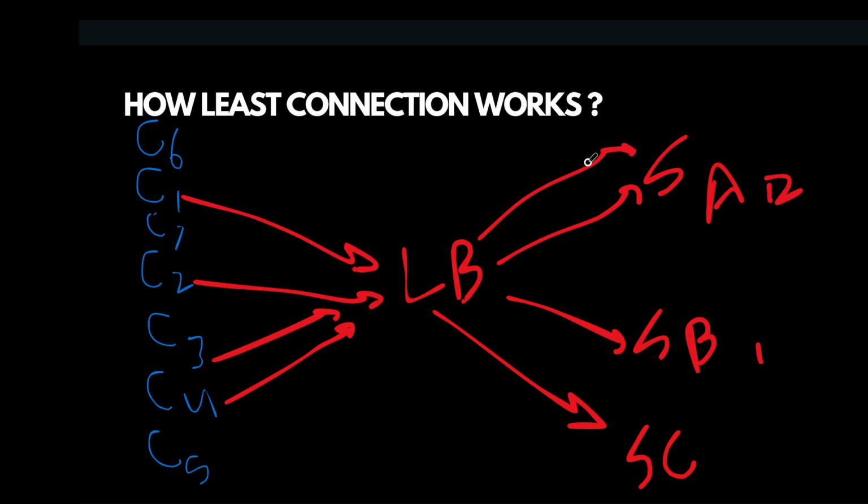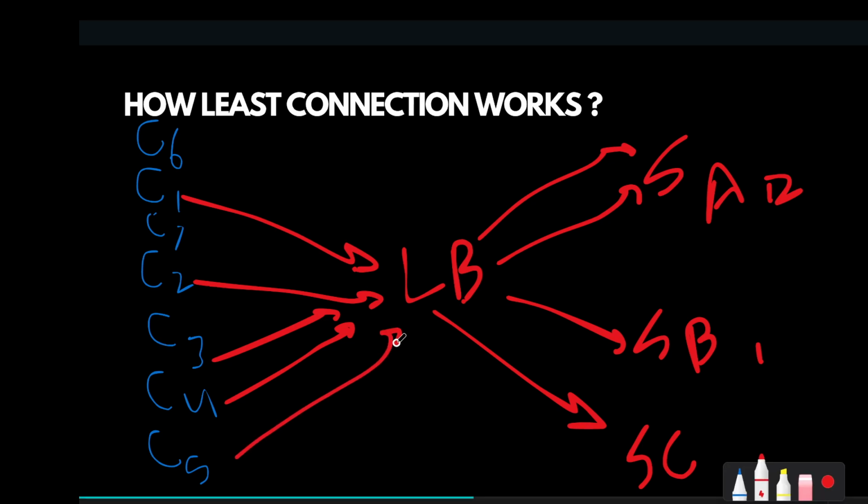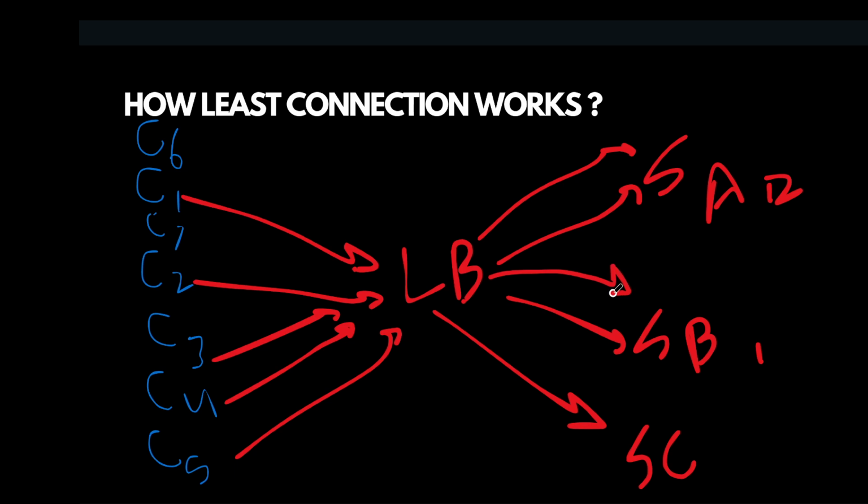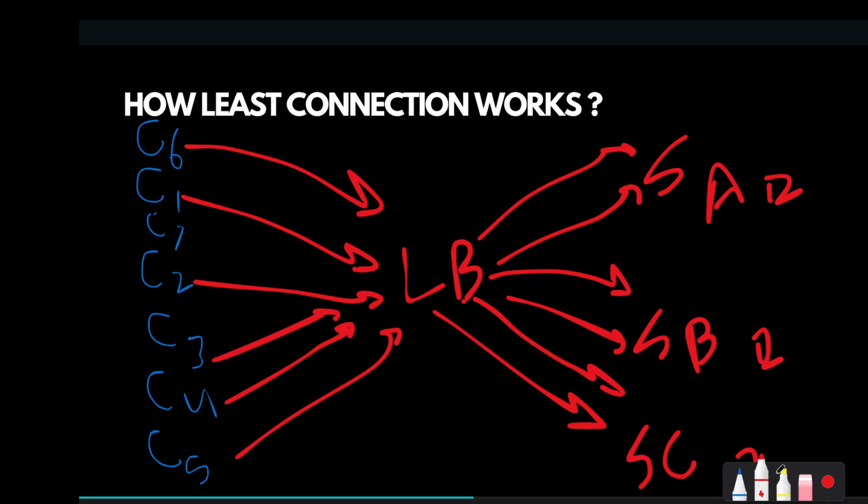Okay, and we have client 5 send a request. It goes to server B. Server B right now has 2 connections. Okay, and we have a request from client 6. Server A has 2 connections, server B has 2 connections, server C has only 1 connection, so the client's request goes to server C, which now has 2 connections.